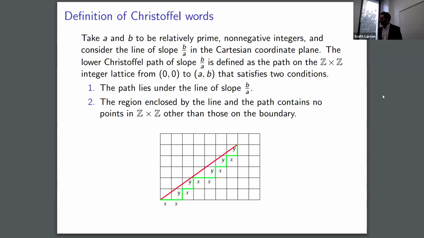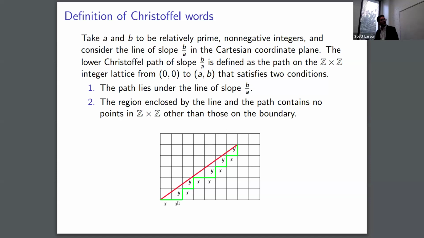Definition of Christoffel words. So we're going to have A and B be relatively prime, non-negative integers. They'll be consistent throughout the presentation. And we're going to want to look at the line of slope B over A in the Cartesian coordinate plane. And we're going to define the lower Christoffel path of slope B over A as the path on the Z by Z integer lattice.